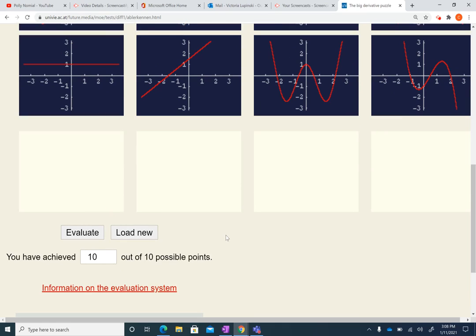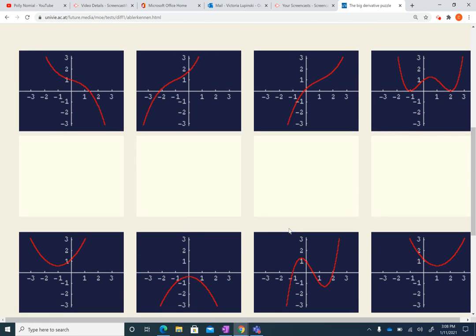Evaluate my score again. Oh, look at that, another 10 out of 10. So I would recommend going to this website, click Load New. It's going to give you a couple of different options.